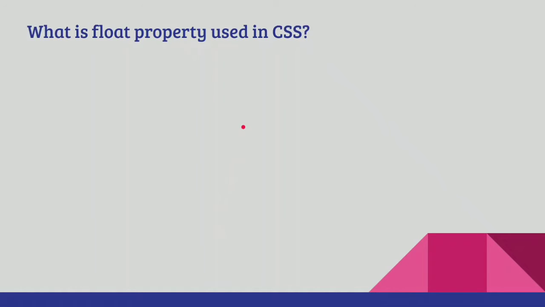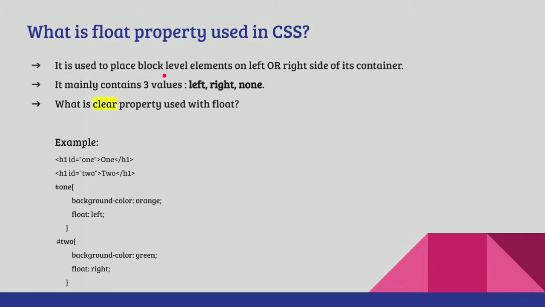Hey my friends, it's time to start with the float property in CSS. The float property is used to place block elements on the left or right side of its container, or we can place two div tags together on a single line using the float property. Along with that, sometimes in a newspaper we see that an image is wrapped by the text, or the complete text is written around the image, or vice versa. There also the float property is used.